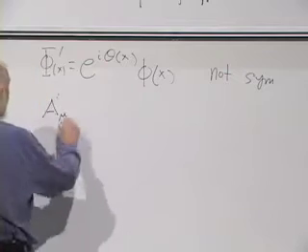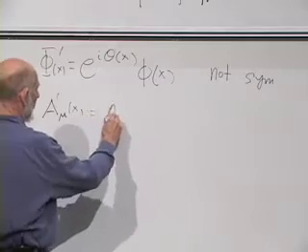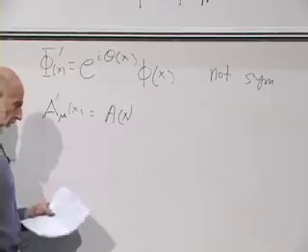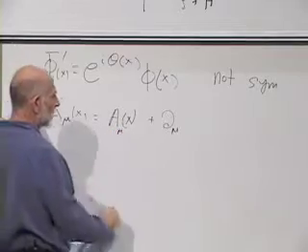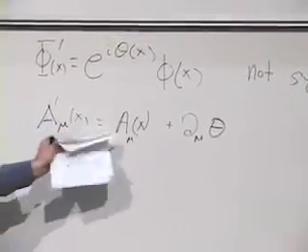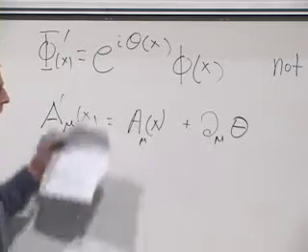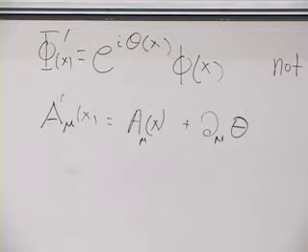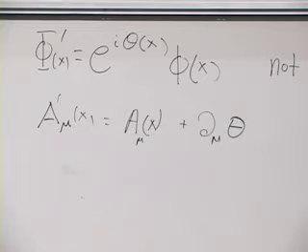In fact, you have to take A prime of x and set it equal to A of x plus or minus. I always get confused by the signs here. I think it's plus the derivative, this is A mu, of theta. In other words, you add to A the gradient, the space-time gradient of theta. If you do these two operations together and you construct the right kind of Lagrangian, it will be invariant under this operation. If it's invariant, it's a symmetry.